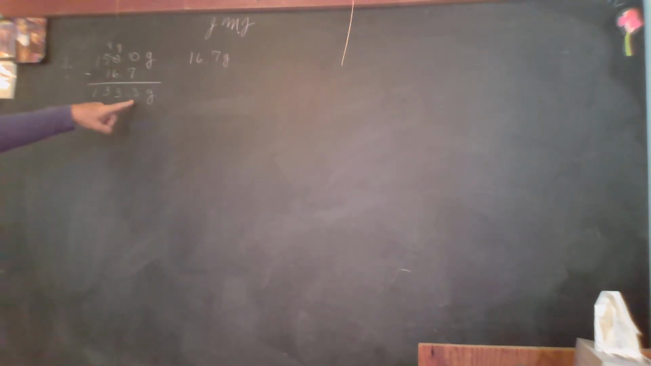What operation are we performing? We're performing subtraction, and so we want to worry about precision. Yes. These are both precise to the tenths place, so this is the precision we should have in our answer. We've got 133.3 grams.